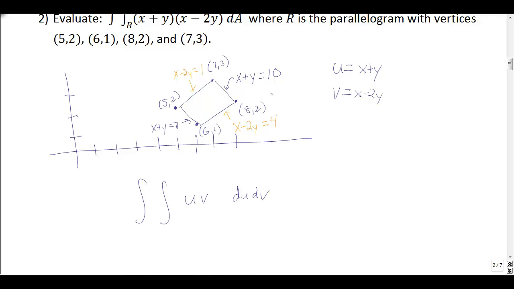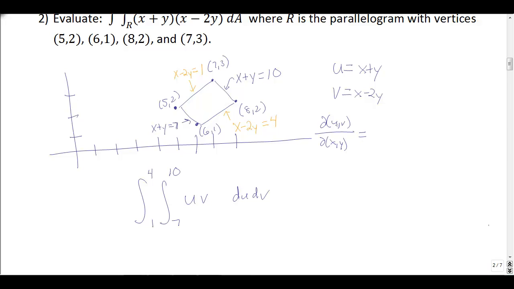v is the x minus 2y, so that goes from 1 to 4. So my v bounds go 1 to 4. My u bounds go from x plus y equals 7 up to x plus y equals 10. And all we're missing is our Jacobian here. So we have to have a scaling factor when we change variables. And to calculate that, you could take u equals x plus y, v equals x minus 2y, solve for x and y in terms of u and v, and do the Jacobian that way. So that would be the standard approach. What's simpler is to do the inverse or reciprocal of the Jacobian.